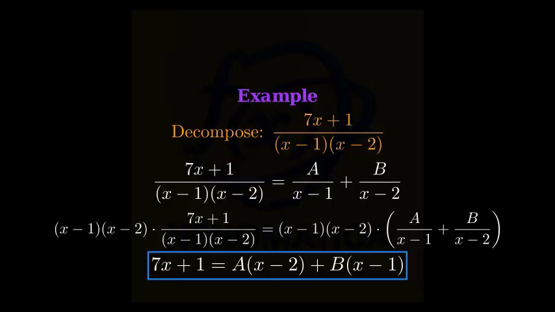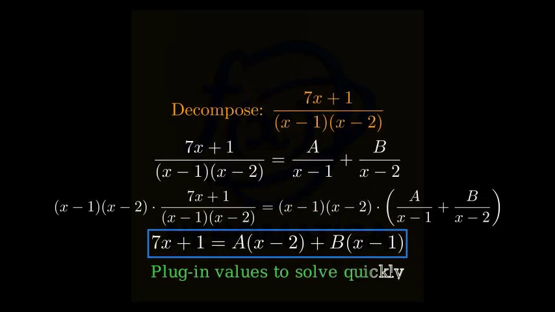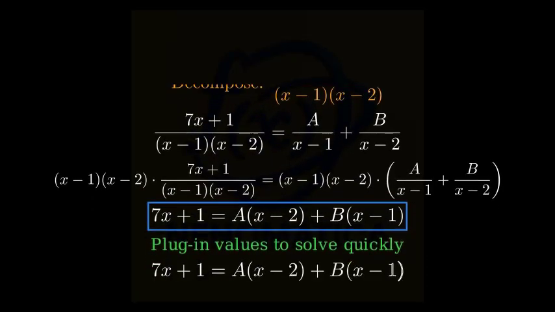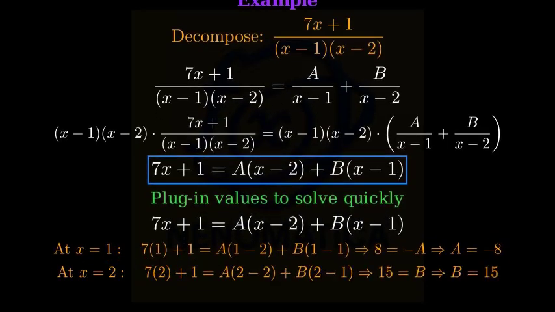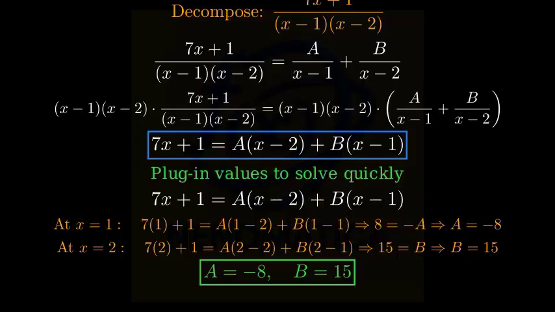This gives an identity for all x. 7x plus 1 equals a times (x minus 2) plus b times (x minus 1). Step 2. Pick values of x that simplify the equation. If we let x equal 1, the b term disappears. If we let x equal 2, the a term disappears.